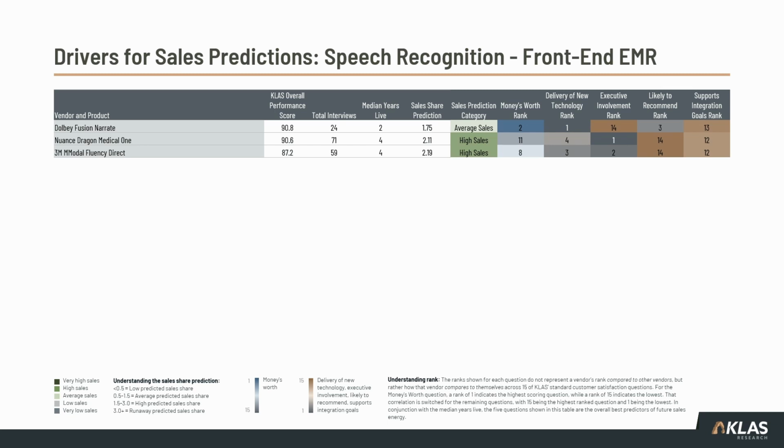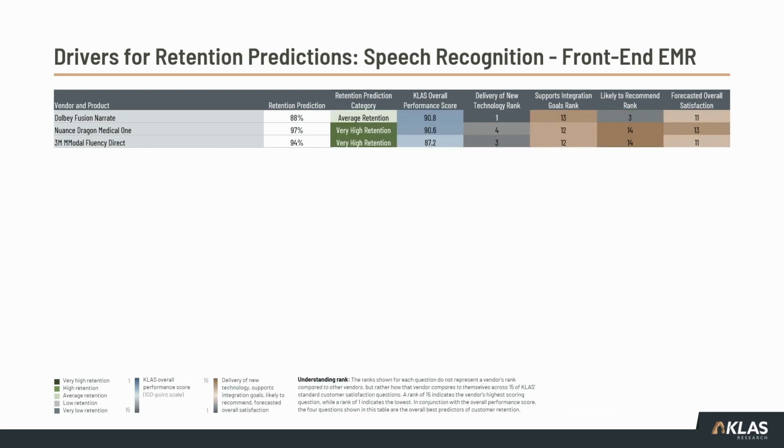Another thing to note here is that Nuance and 3M are often chosen for their broad suite of solutions, and so that could also be playing into them being chosen. When we go to retention, Nuance and 3M also have very high retention compared to Dolby. Again, it's really going back to that likely to recommend score that's really making that difference, because across the board, they all are really integrating pretty well and they have high overall satisfaction. So interesting. We have 2 segments left.